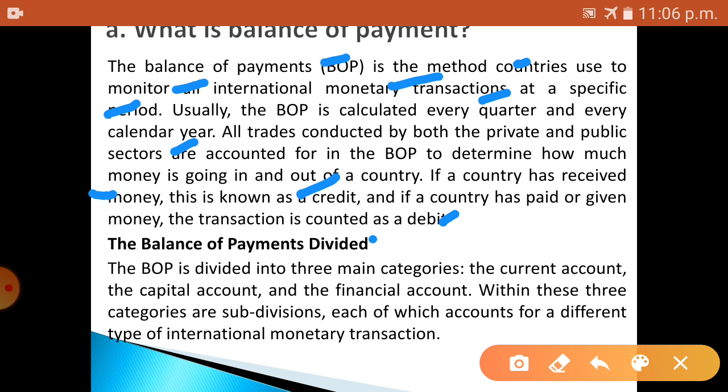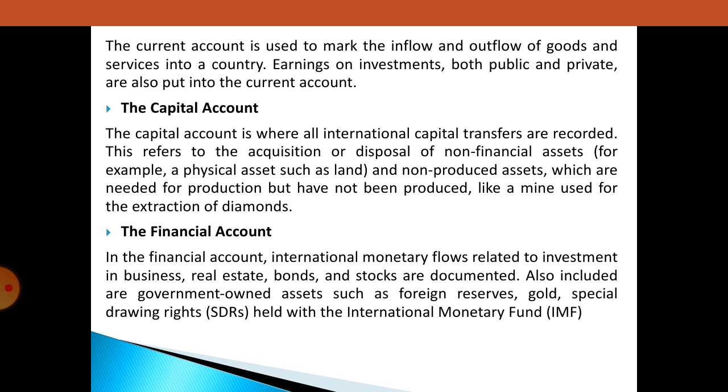Okay, one more, the balance of payment is divided into three main categories. As I have explained in the class, balance of payment is divided into three: current account, capital account, and financial account. Within these three categories are subdivisions of different types of international monetary transactions. Okay, first we'll study about current account.